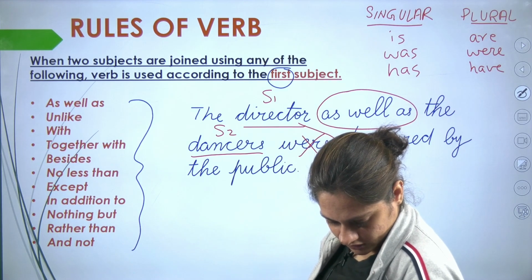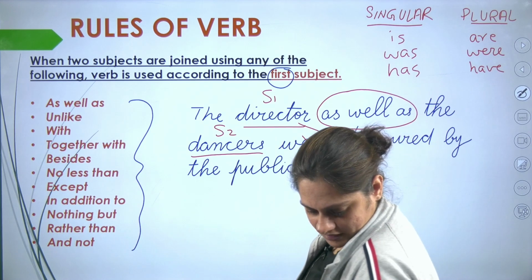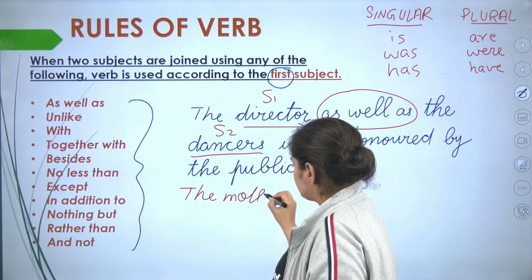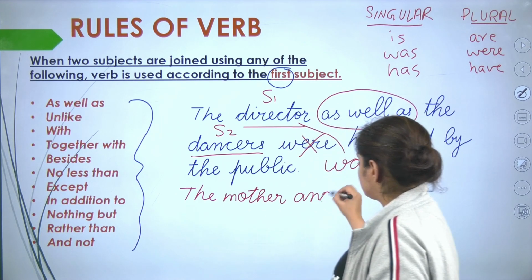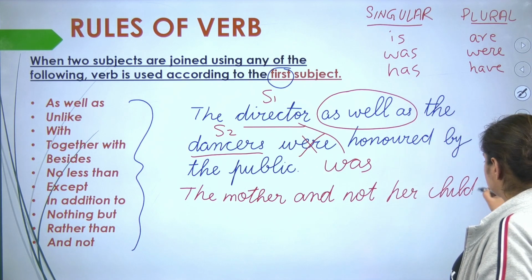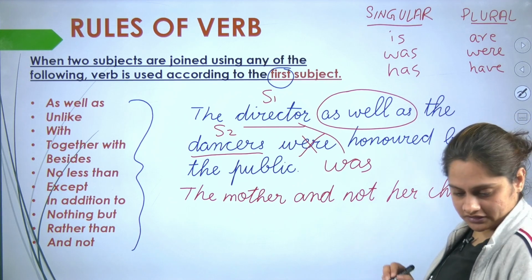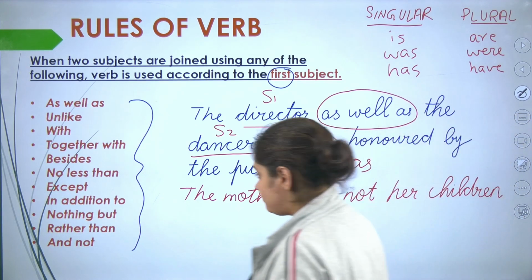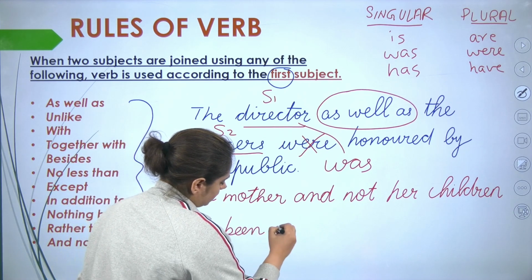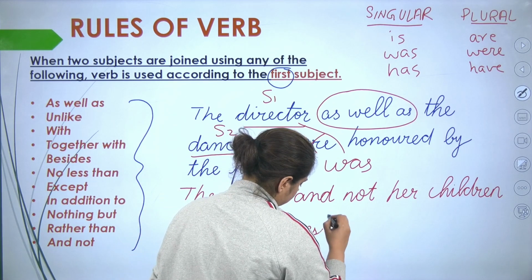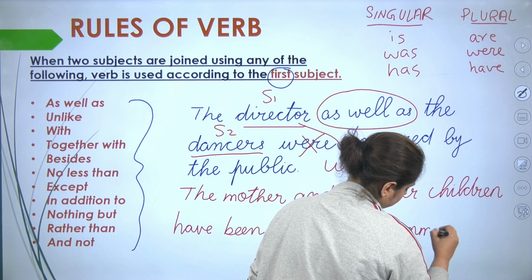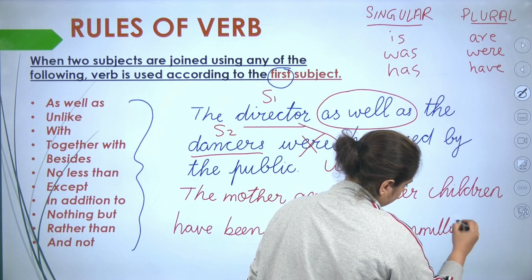Okay, अच्छा, one more. The mother and not her children have been arrested for committing theft.